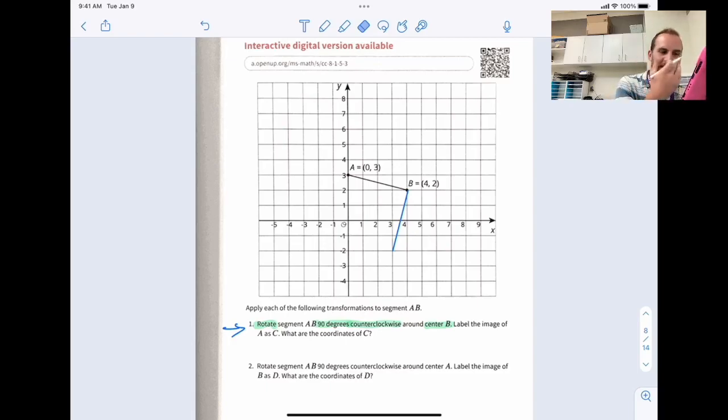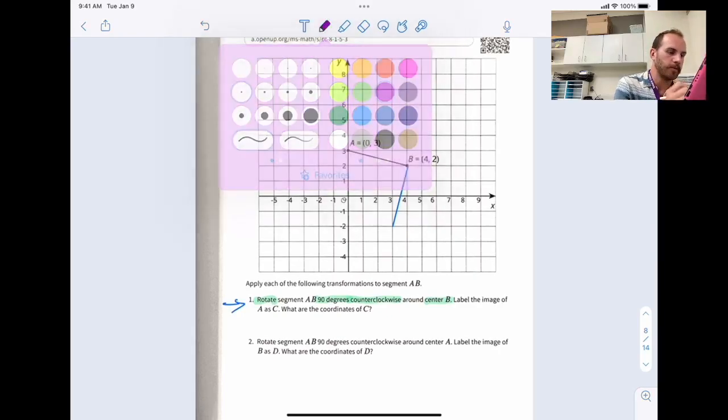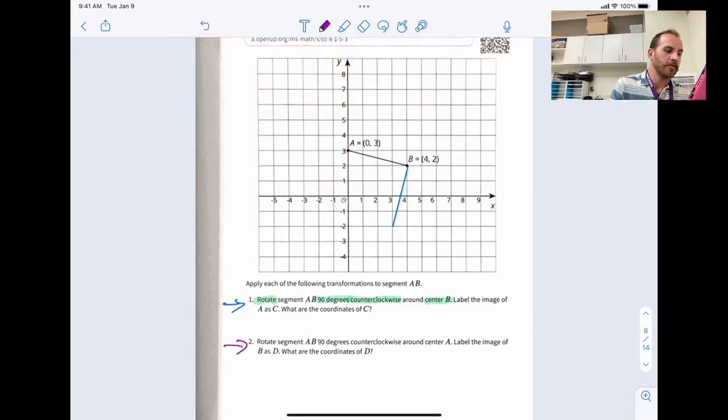We went counterclockwise and it's 90 degrees. And it looks like a very similar line. So now let's do it in purple. Purple's so great. Rotate segment AB 90 degrees clockwise around center A. So we're rotating 90 degrees counterclockwise around center A.